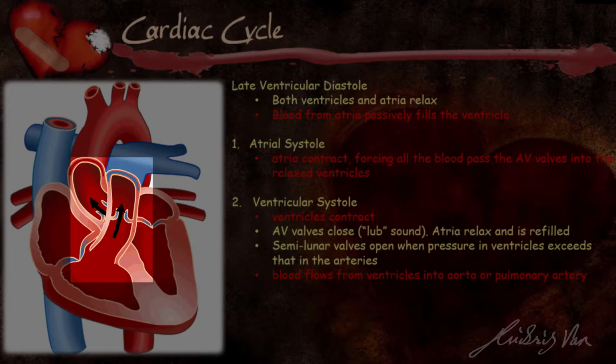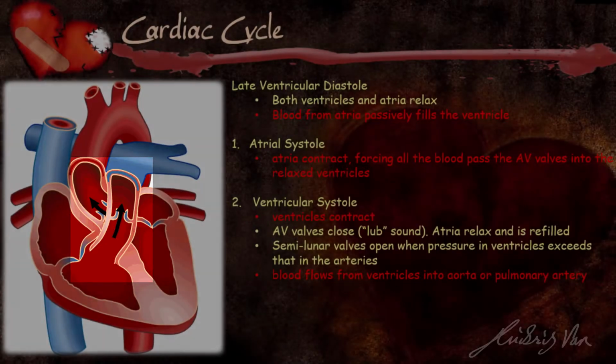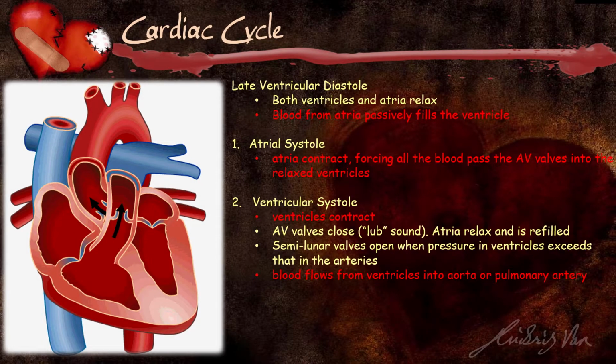So when the pressure exceeds that of the aorta or pulmonary artery, the semilunar valve will be forced open by the pressure, and the blood will flow out from the heart to the rest of our body or to our lung. So this should be quite simple to understand.